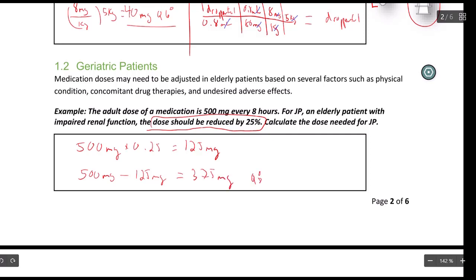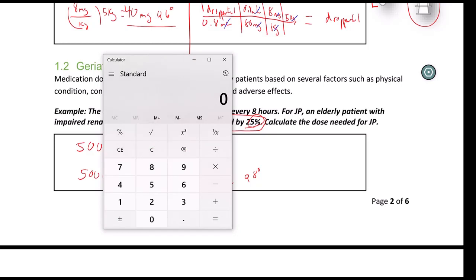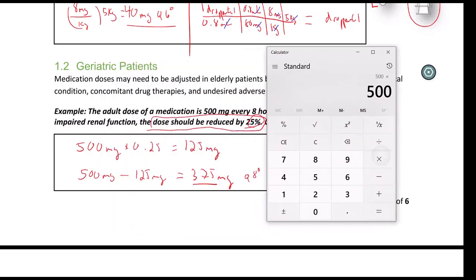And you'll see people write Q8, or you can say Q8H, right? All these different things, but every 8 hours is what we're looking at. So keep in mind that the dose is being reduced by 25%, but the dose that they're going to give is the 375, because you have to reduce it by that amount. Some people will also say that you can just take the dose, 500 milligrams, and multiply it by 75%: if you take 100% and subtract 25, you get 75%. You get the same exact amount of the dose.